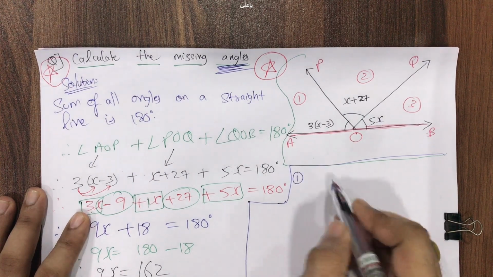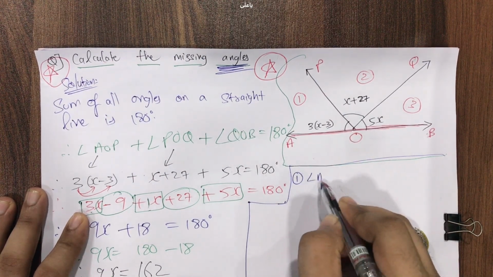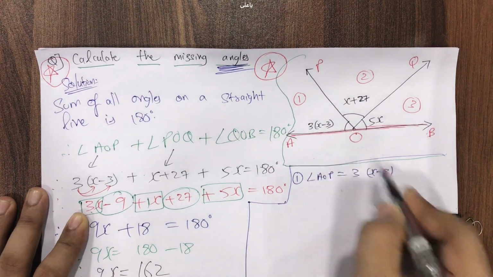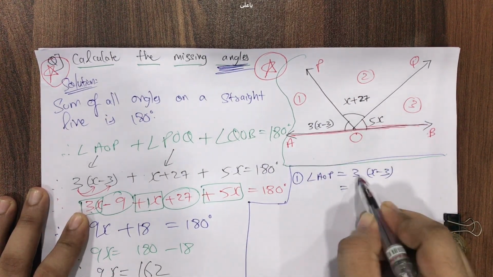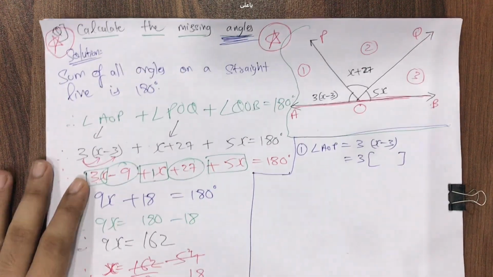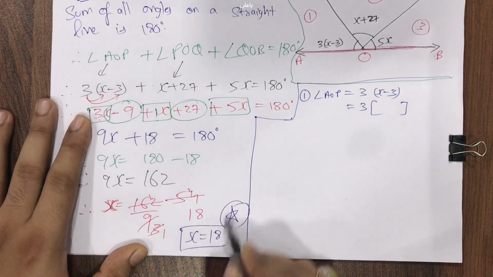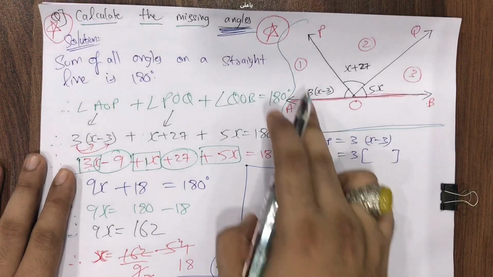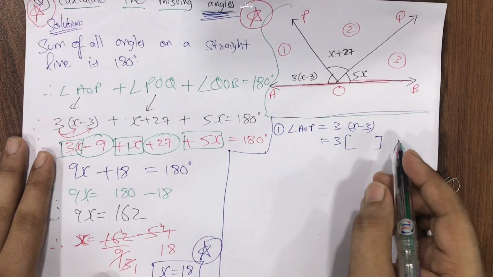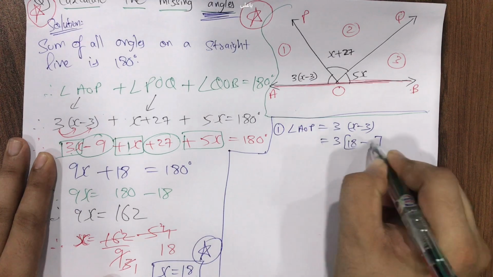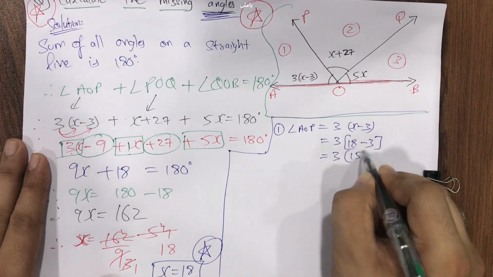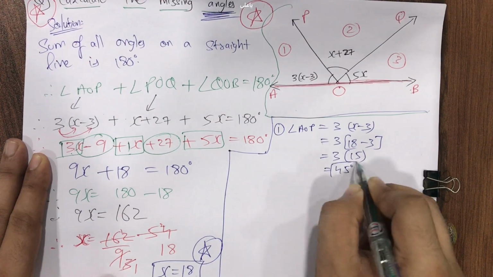Okay, first one. Now see here, angle AOP. Angle AOP is what? 3 into x minus 3. From here I have copied. So it becomes 3 into x minus 3. At the place of x, now I will put 18, because I got the value of x as 18, and I have to find the values of individual angles. Don't forget that. So this will be 3 into 18 minus 3. 18 minus 3 is 15. 3 into 15 is 45 degrees.